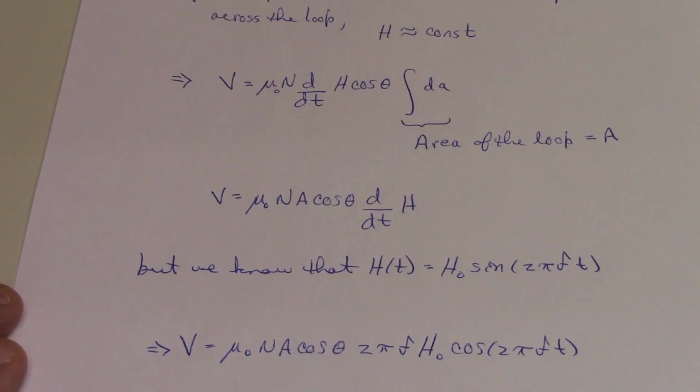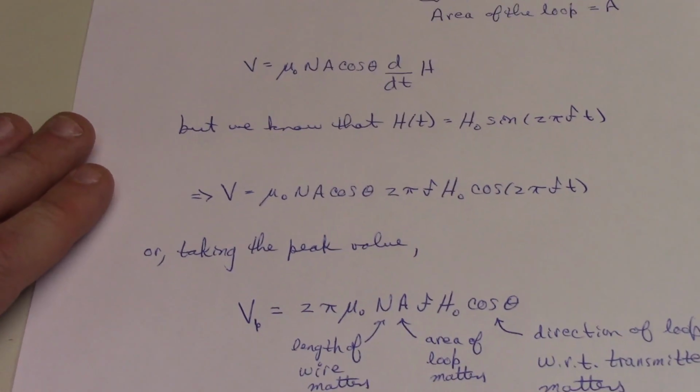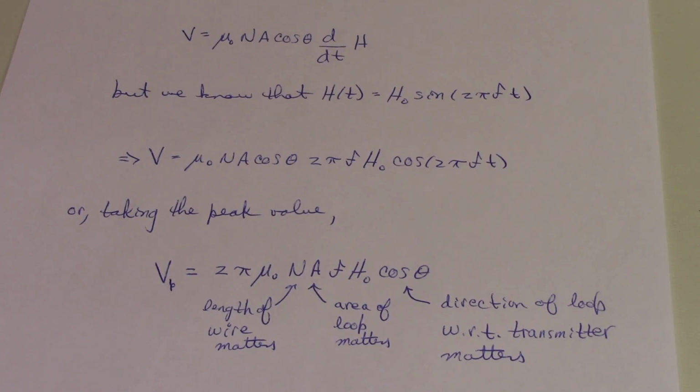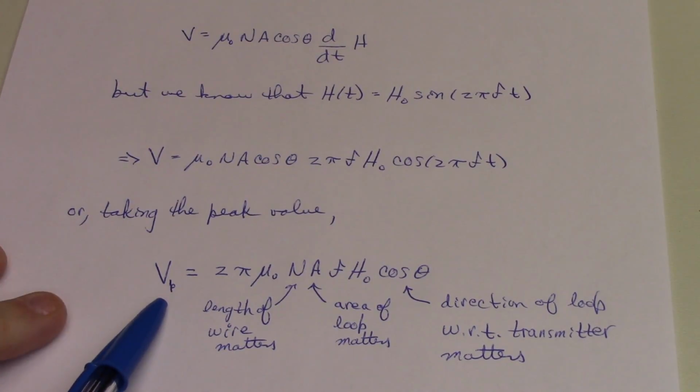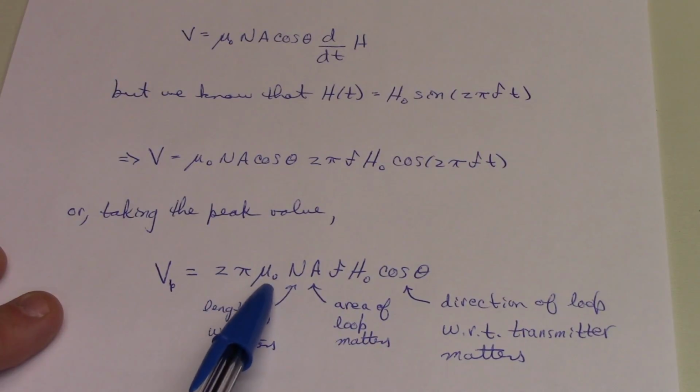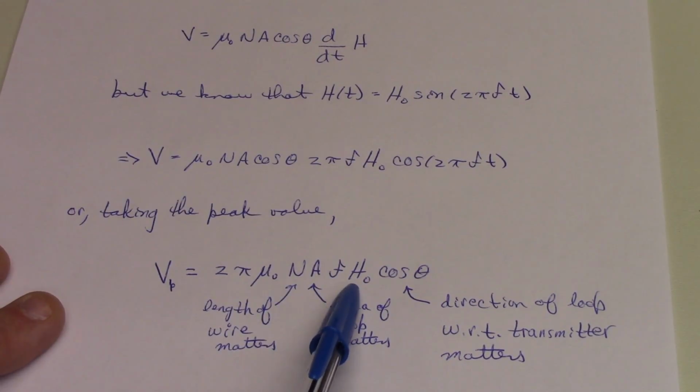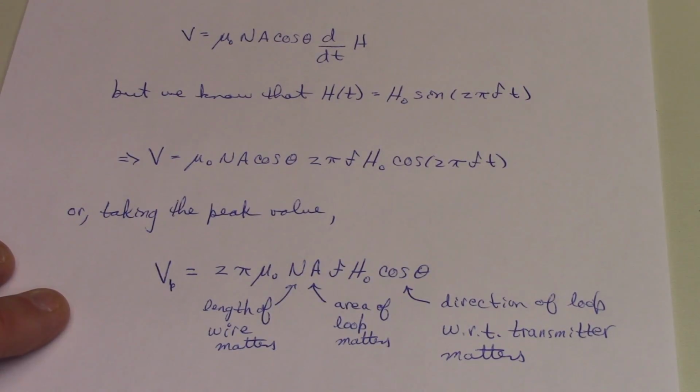And that looks complicated until you remember that we're not interested in the time variance of this. We're just interested in the peak value. So the peak value of cosine of anything is just 1. And so that leaves us now with a fairly compact formula that expresses the physics of the situation quite succinctly. So V peak here is going to be 2 pi mu naught times n times A, area of the loop, times the frequency, times H naught, the amplitude of the magnetic component of the EM wave, times cosine of theta.